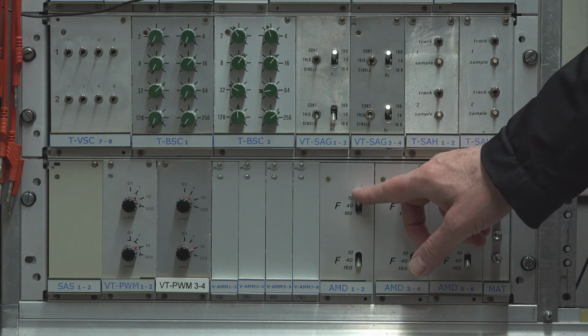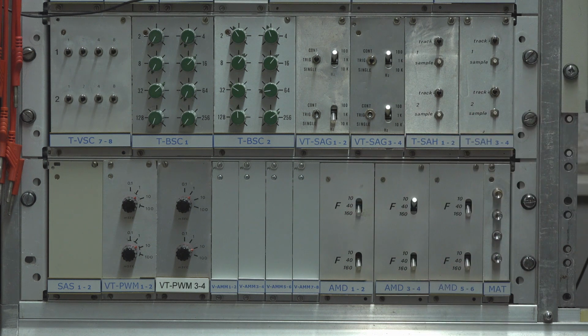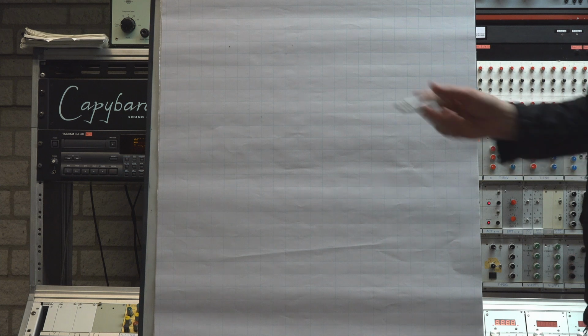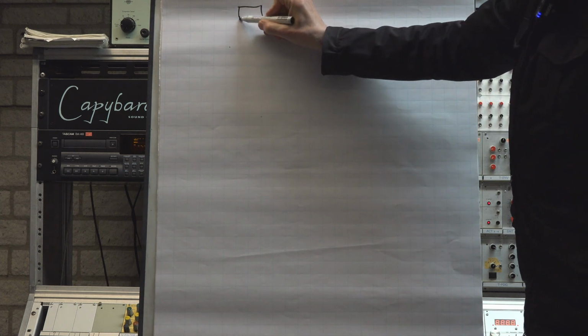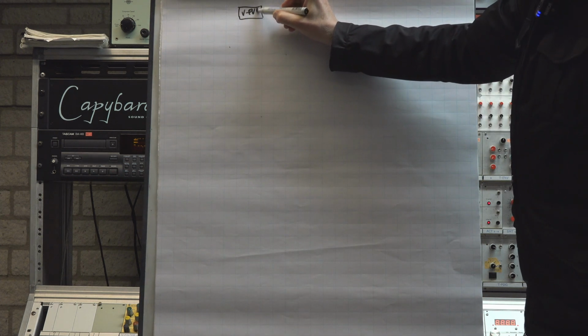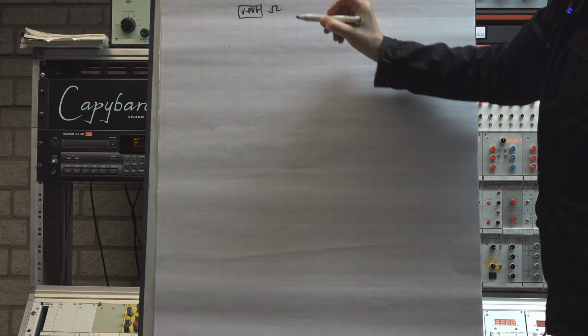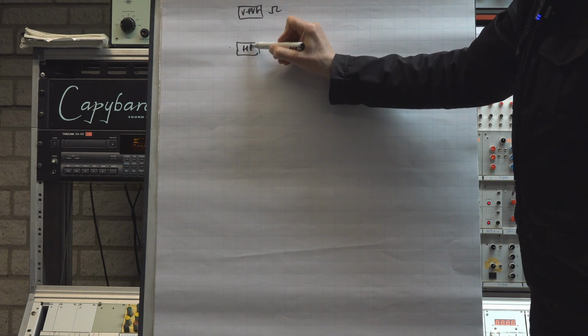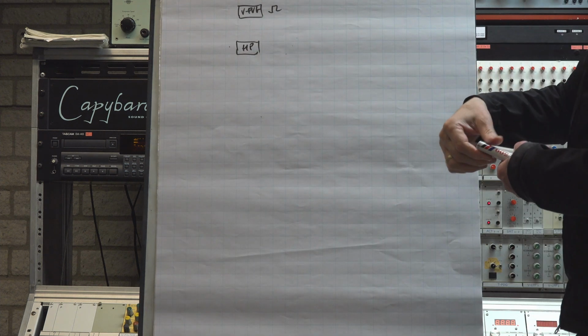And I can also go to 160. And now I start to hear more details from the stepwise random pattern that is sent to the input. The patch that I just used looks as follows. There's a function generator giving me a pulse. This goes to the Hewlett-Packard noise generator.